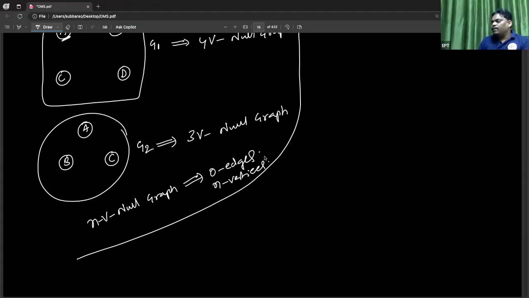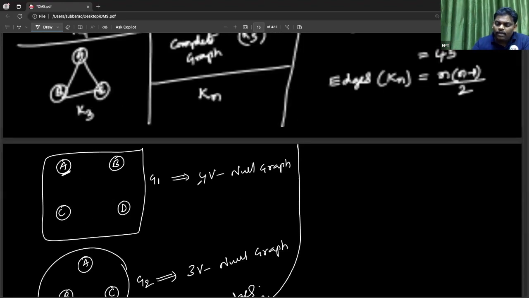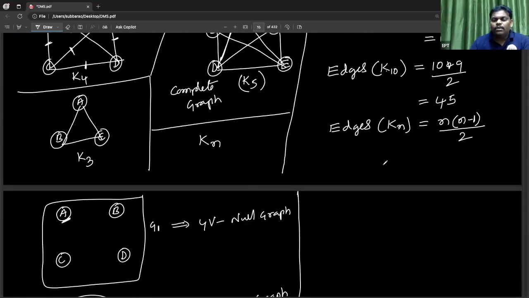In the given simple graph, if every vertex contains minimum degree, it is the null graph. In the given simple graph, if every vertex contains maximum degree, it is the complete graph. In all simple graphs, who is the hero? The complete graph. Who is the villain? The null graph. Two extreme corners.